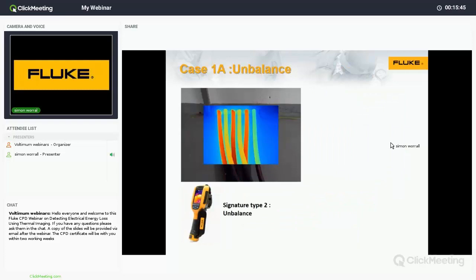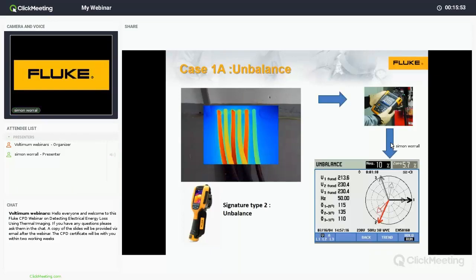So signature 2, we're going to look at this, and at the moment we're going to address it as unbalance. So we're going to use a thermal imager. We've seen the heat, and now we're going to put a power quality analyzer on, and this will sit on all three phases and do the measurements. If you're using a power quality analyzer, not only does it instantly tell you what you're on, but it will analyze your harmonics and your overload all in one simple measurement.